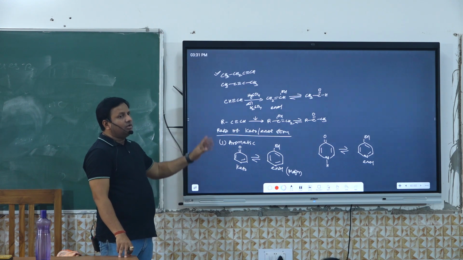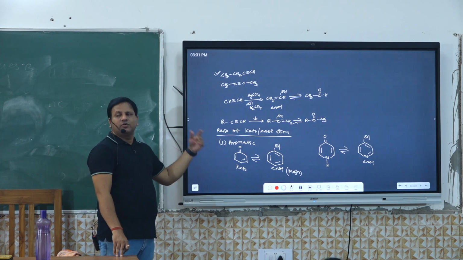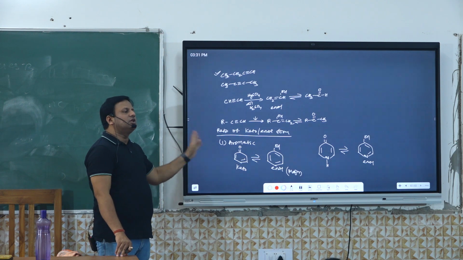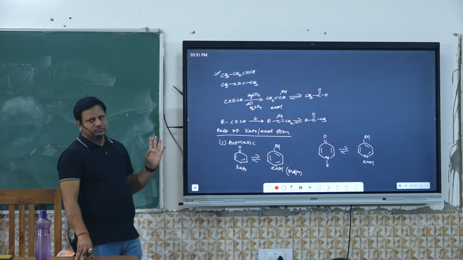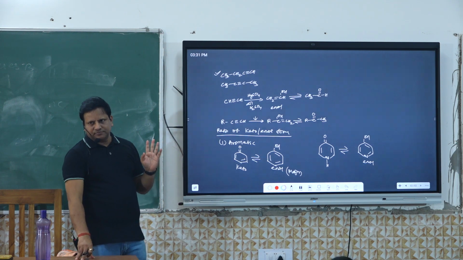You can write this example where, due to the aromatic nature of the enol form, it is more stable than the keto form. Students, all of you got this?